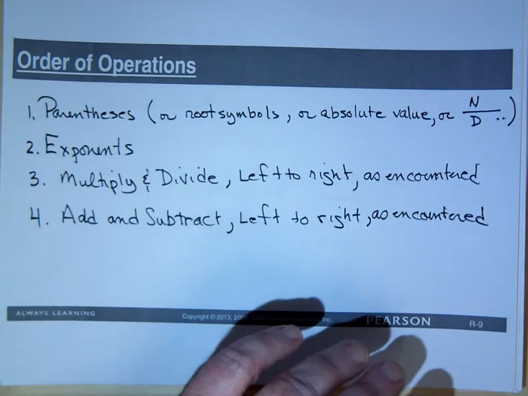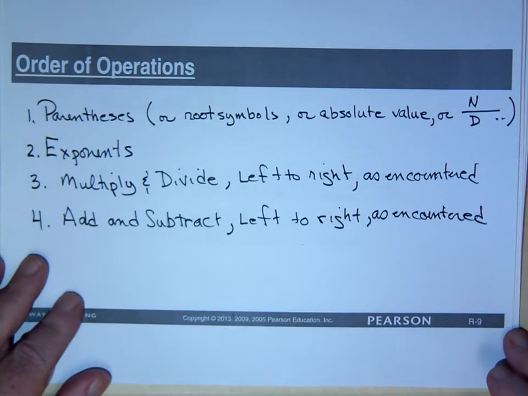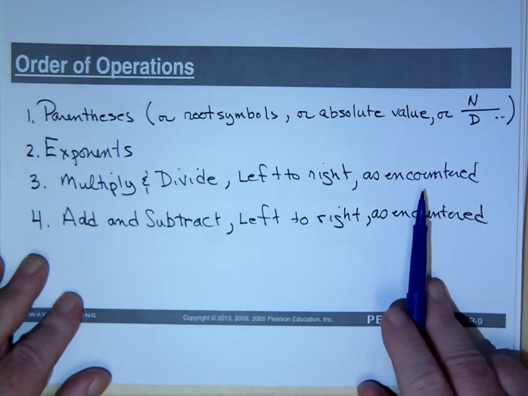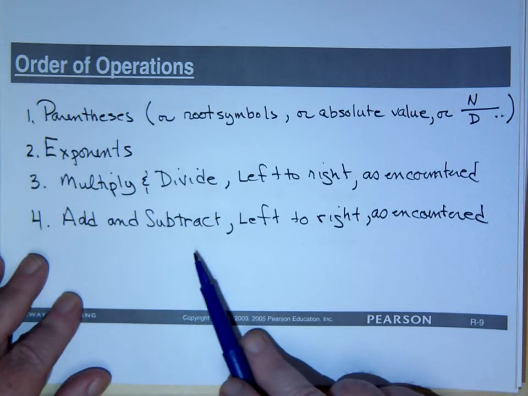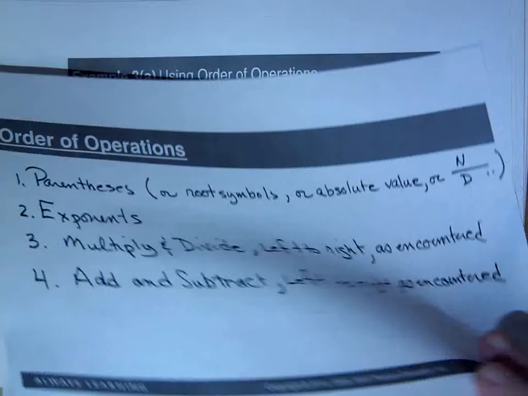Now, we've already really been talking about the order of operations, where you have parentheses first, then you do exponents, then you do multiplication and division from left to right as you encounter them, and last and not least, you add and subtract from left to right as encountered. This is the order of operations.